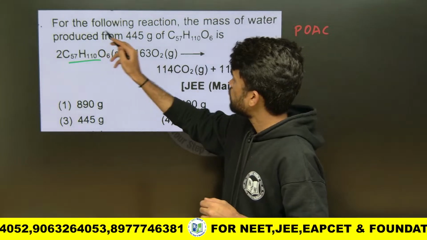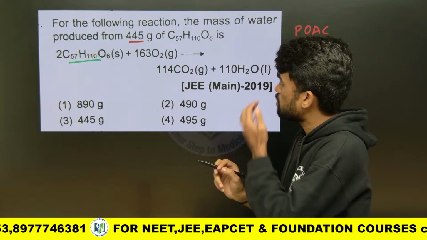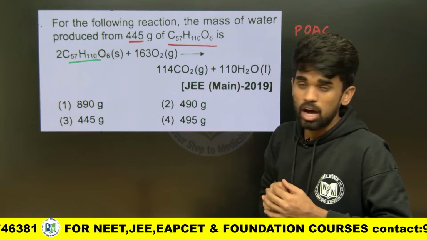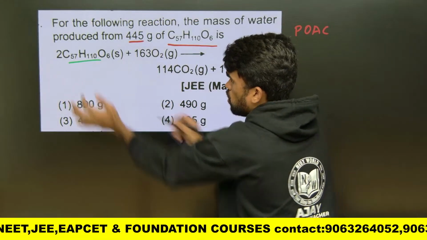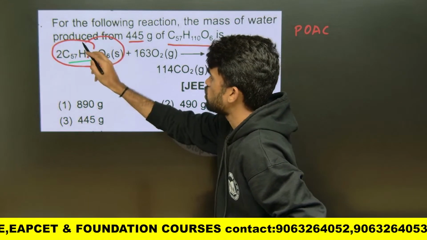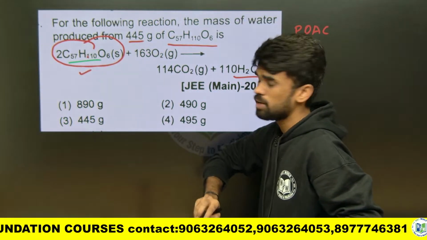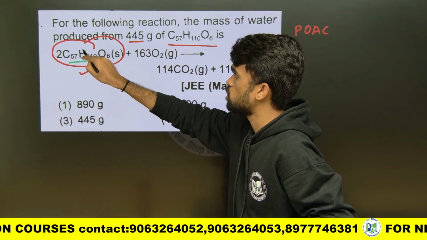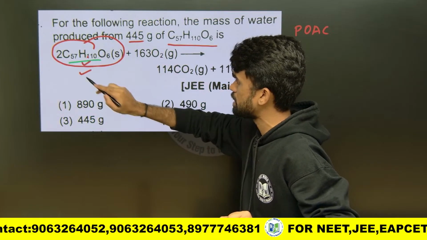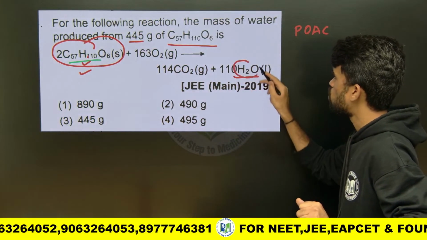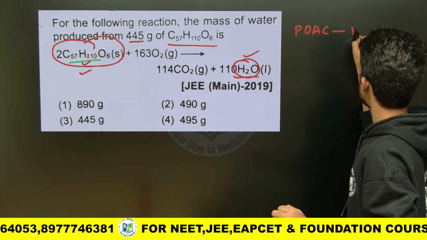See, read the question. For the following reaction, the mass of water produced from 445 grams of this particular compound. Okay, so now this complete compound will be converting into, see, hydrogens to produce water we are getting only from this particular molecule. So it means total hydrogen atoms in this reaction has to be conserved. It means whatever the hydrogen mass present here, that should be converted into water in the product side. So I am applying PYQ to hydrogen atoms.